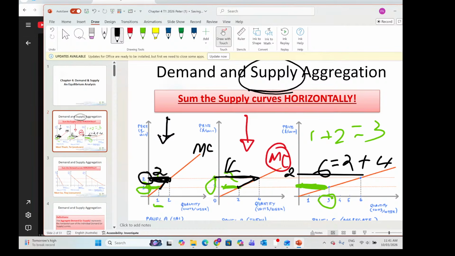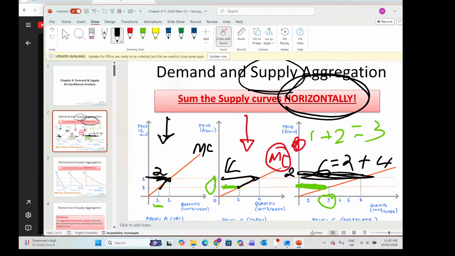So the key point to remember is that we are adding horizontally. What we are not doing is getting $2 from Thai and $2 from Theo and then marking $4 over on the market supply curve. We are not doing that. We're adding the horizontal distances. We're adding the black line, the second black line, we add that in. And then we go over to the market supply curve on the right.